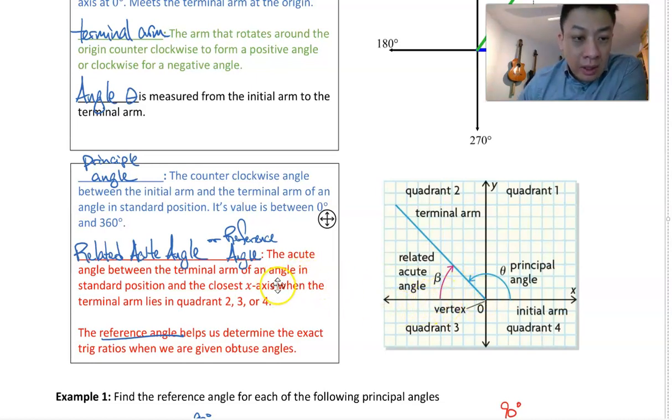And here it says the acute angle between the terminal arm of an angle in standard position and the closest x-axis when the terminal arm lies in quadrant 2, 3, or 4. And the reference angle helps us determine the exact trig ratios when we are given obtuse angles.